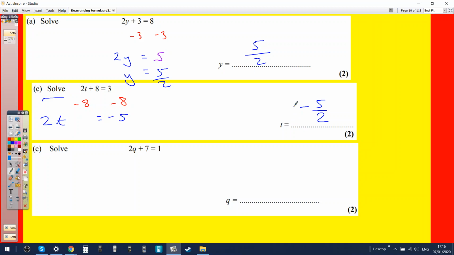And see. So 2p equals... So then you have to take away 7. Yeah. And 1 take away 7 is minus 6. Yeah. And Q is... So 2q equals minus 6. Minus 3. Yes, and so q equals minus 3.